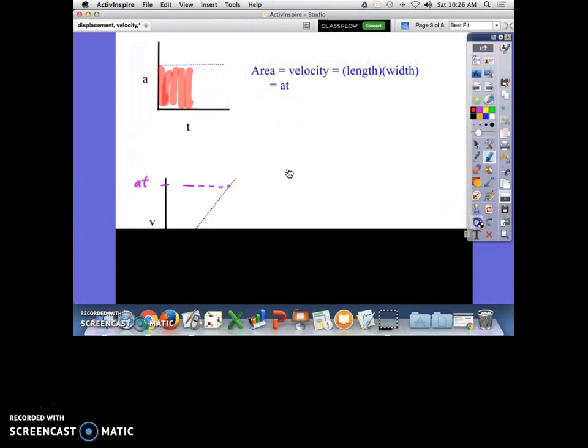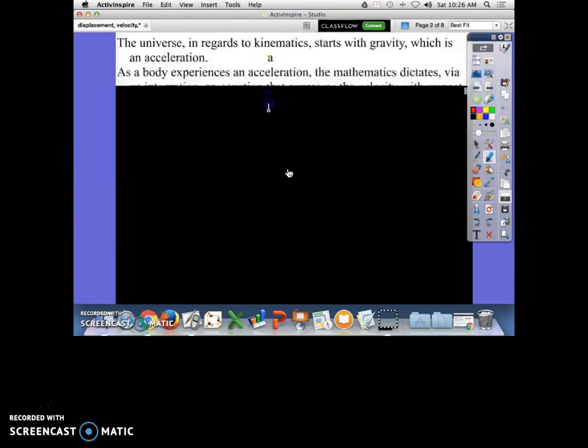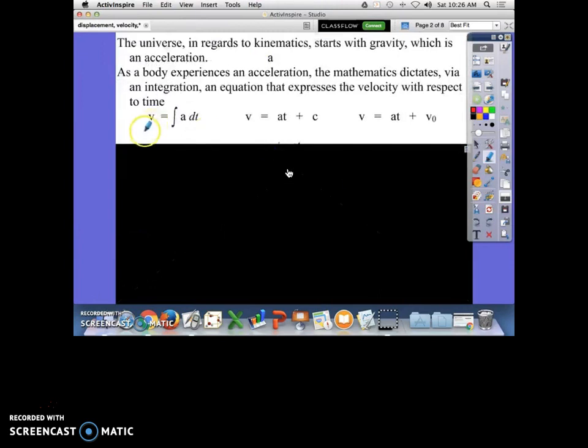Now, because it's just length times width, we can do that. But if it was not a constant acceleration or something else, we would have to integrate. So it works for a linear equation, it works with an integration, but the integration describes it for all cases. So when you integrate, take velocity is equal to the integral of a dt, you end up with v equals at plus c. This is what math people would say you get.